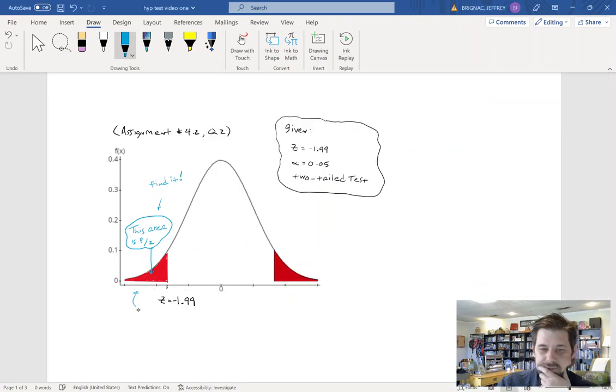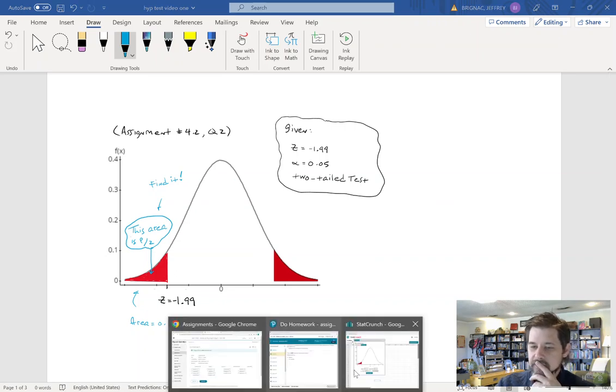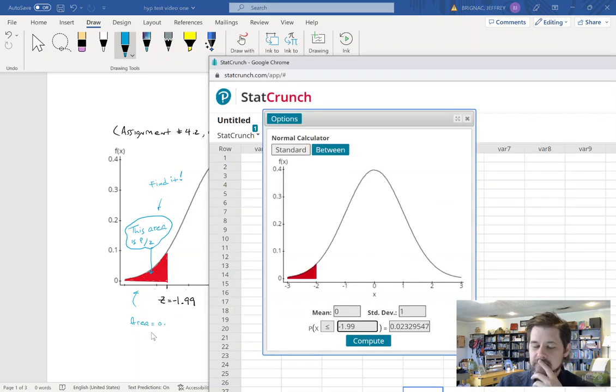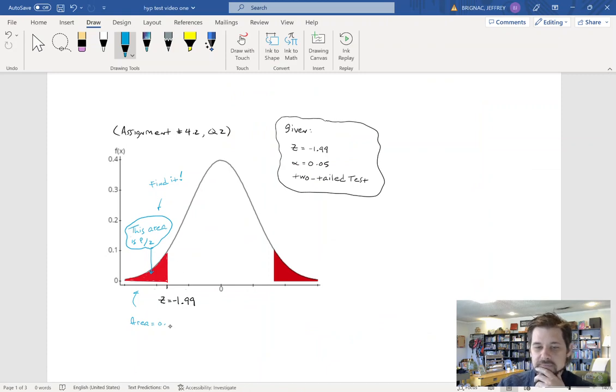So that area over there is 0.0233, and that's equal to P over 2. So I would find the P-value by just multiplying this area by 2. So I get 2 times 0.0233.